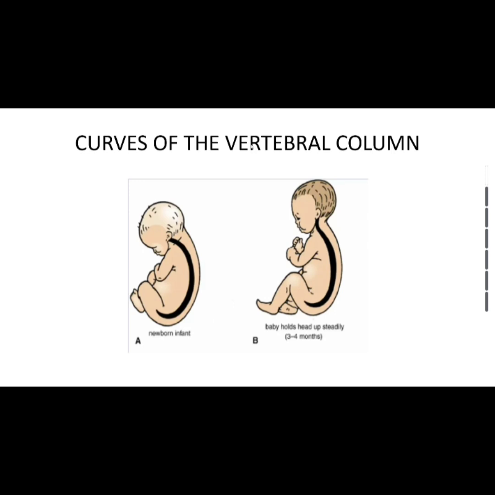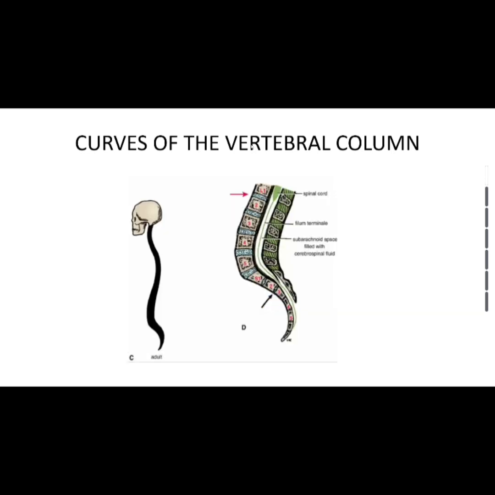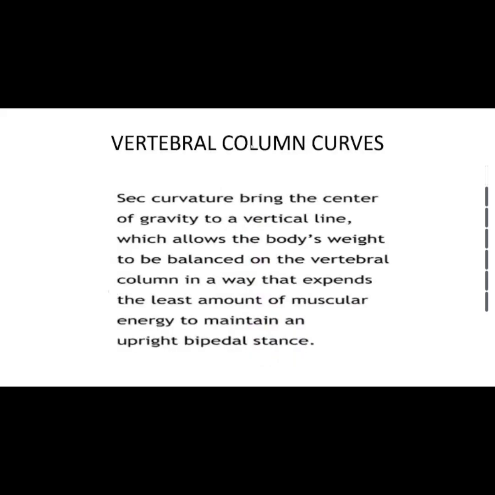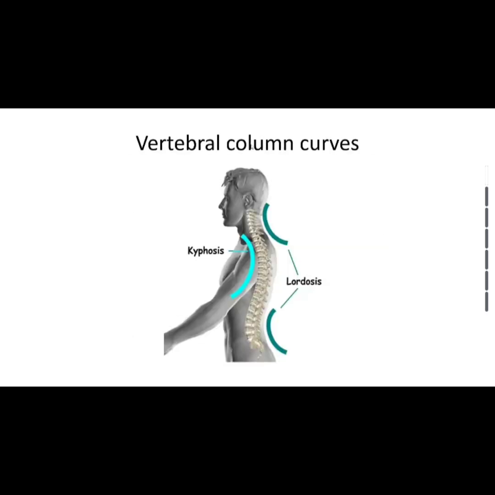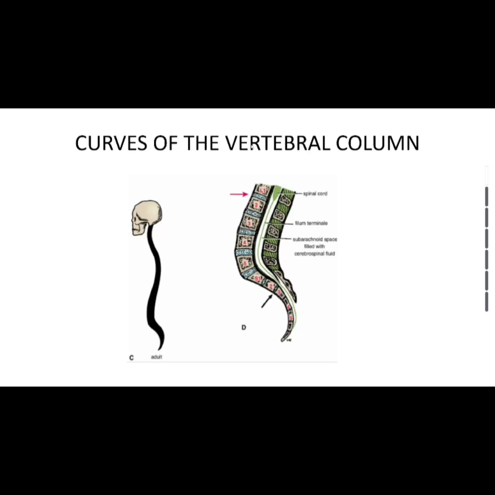And then you can see for an adult, the curvatures that are there. You see the cervical curvature, there is the thoracic curvature, there is the lumbar curvature, and then there is the sacral curvature. So 1, 2, 3, 4 curvatures. Remember the primary curvature is that of a newborn. That is anterior concavity all the way from the base of the skull to the coccyx.